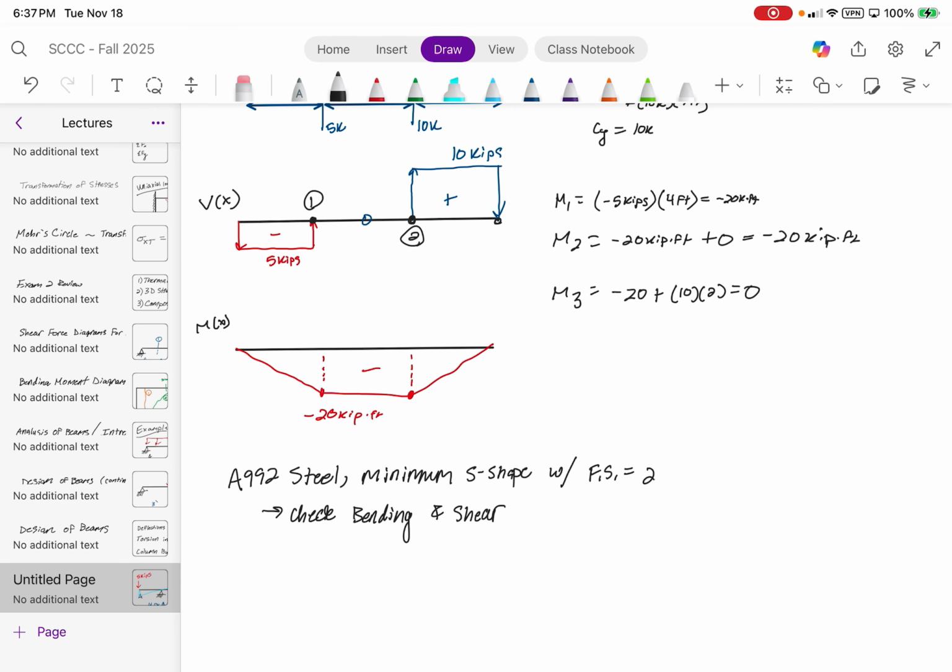Do we have Mx? Would that be the negative 20? You should be able to decipher that. And also, just so you guys know, I know we didn't do any examples with it. For S shapes for shear, use the average web shear approach also. So you don't need to use the VQ over Ib equation.